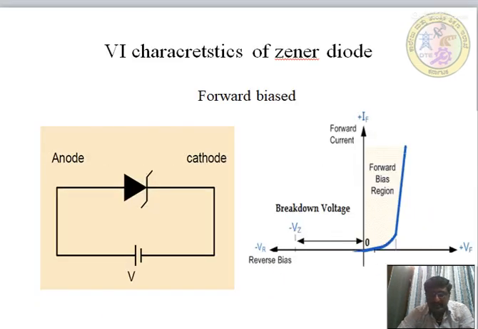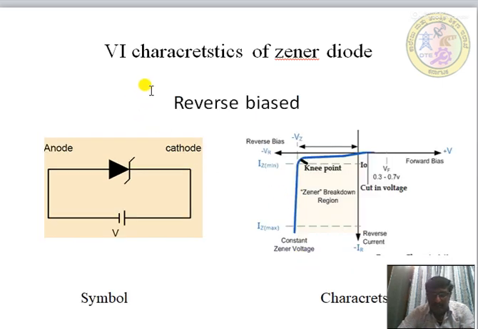Next, these are the VI characteristics of a Zener diode, in forward bias and reverse bias. Forward bias means the positive terminal of the voltage source is connected to the anode and the negative terminal is connected to the cathode. This is the forward bias region. This is the sharp curve, this is the knee voltage, the forward voltage versus the forward current, and this is the breakdown voltage, minus Vz. For forward bias the breakdown voltage is 0, and this is the reverse bias current. So this is the VI characteristic of a Zener diode.